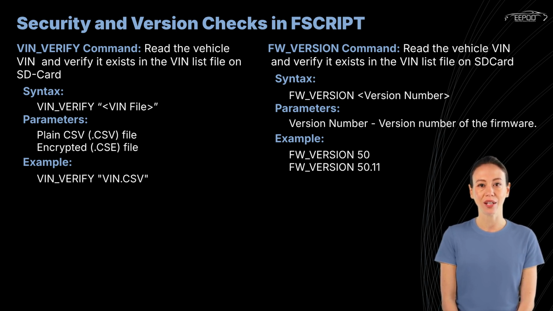Why is this important? Let's say you're using new FSCRIPT features like DID2mem, DAT_check, or advanced logging. Those may not be available in older firmware builds. So FW_version prevents accidental use of newer scripts on outdated tools. I put this right at the top of my scripts so it fails fast if the setup isn't right.